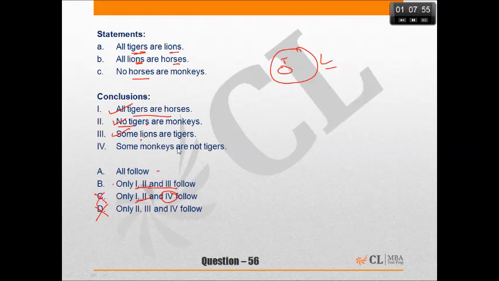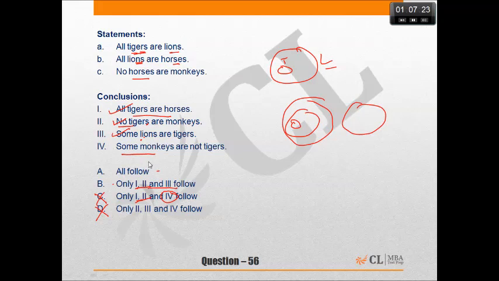Some monkeys are not tigers. So these are tigers, lions, horses. No horses are monkeys. Some monkeys are not tigers means at least one monkey is not a tiger. It should not be read as all monkeys are not tigers. No horses are monkeys.